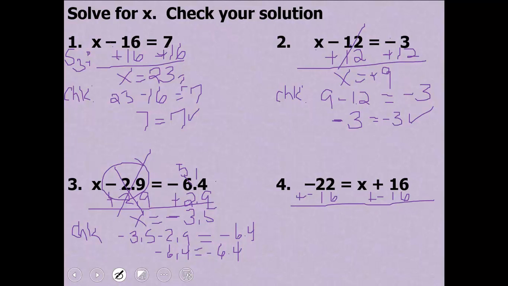I have 22 negatives and I have 16 more negatives. I'm going to get even more negative. So this is negative 38 is equal to x. Check it.